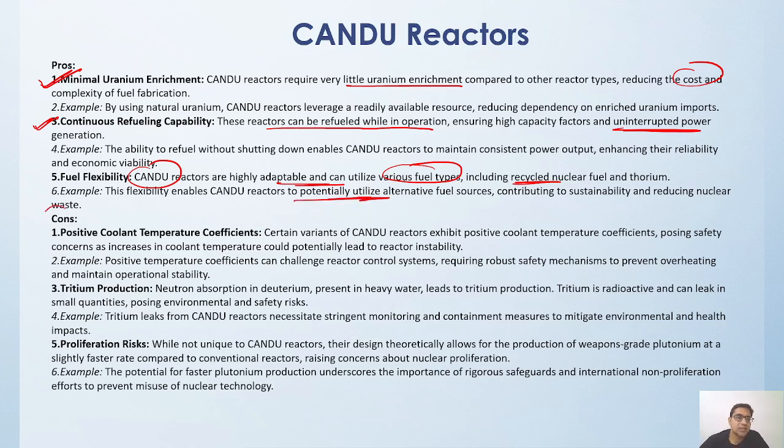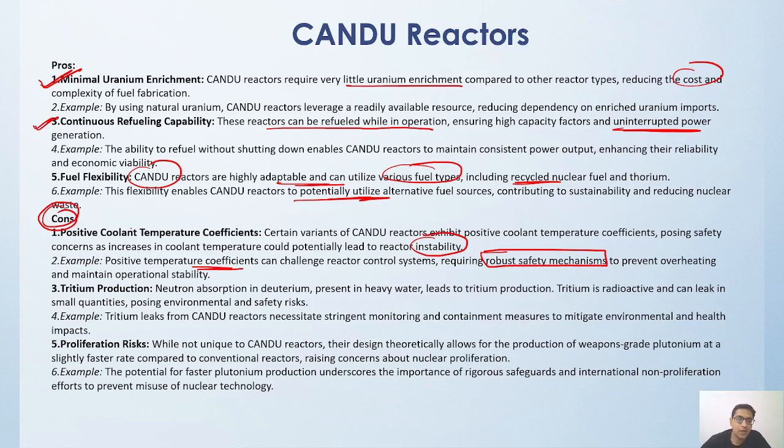Now, some of the cons, that is, disadvantages of using the CANDU reactor, is that they have a positive coolant temperature coefficient. Positive coolant temperature coefficient means sometimes the coolant temperature becomes very high, which further raises a safety concern. If there is an increase in the coolant temperature, it obviously leads to reactor instability. So the positive temperature coefficient has to be reduced, and a robust safety mechanism has to be put in place to prevent any kind of overheating.